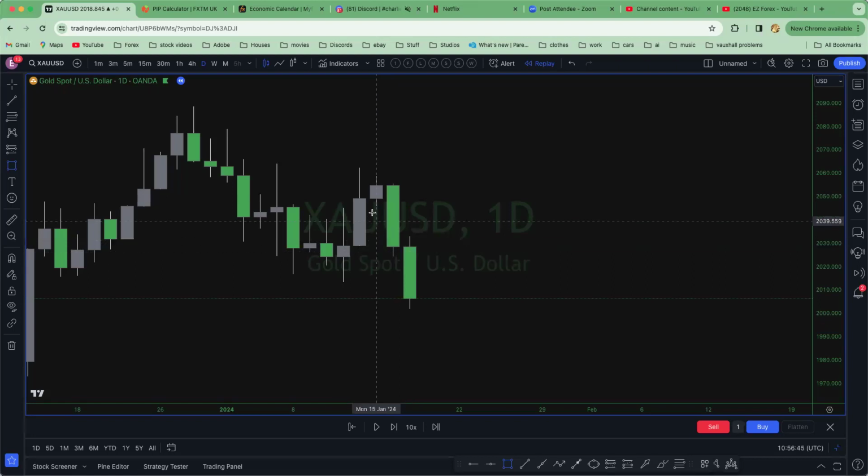And you want to pay attention to the wick on the left of this big impulsive candle. Where did that stop? It stopped here. Now, where did the wick of the third candle stop? It stopped here. That lets us know that there is a fair value gap in between, which is basically where the market hasn't cleared this level.